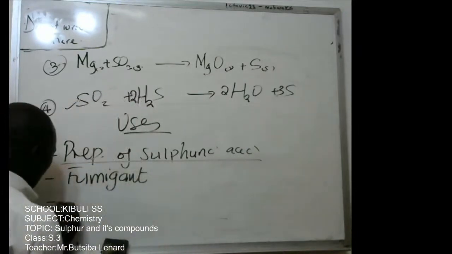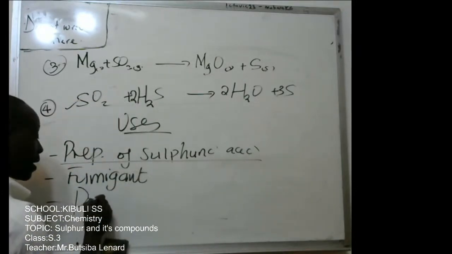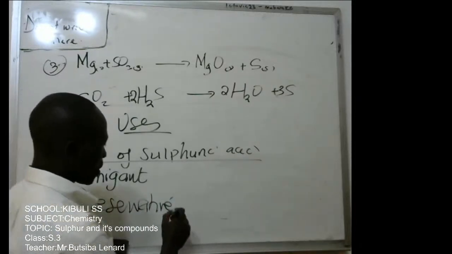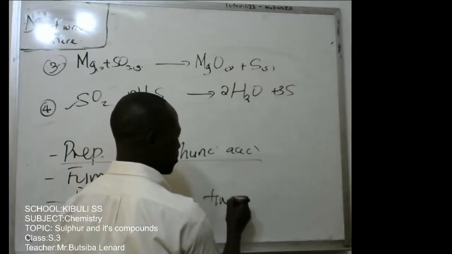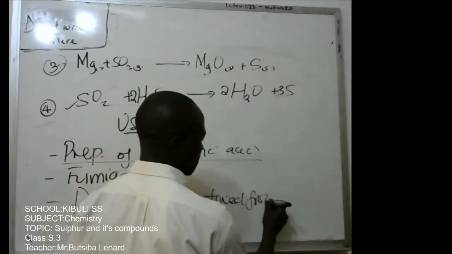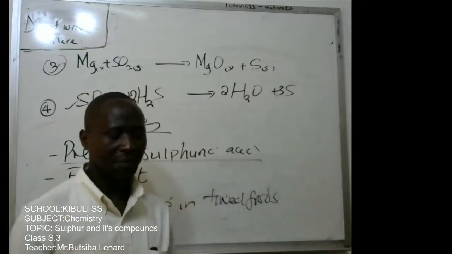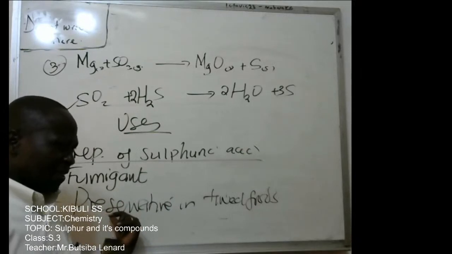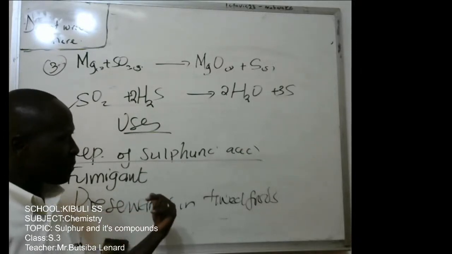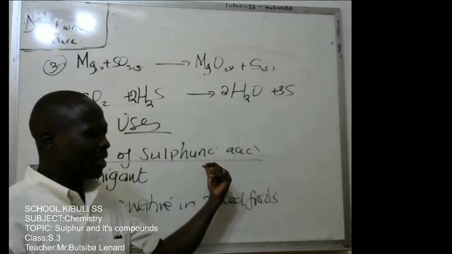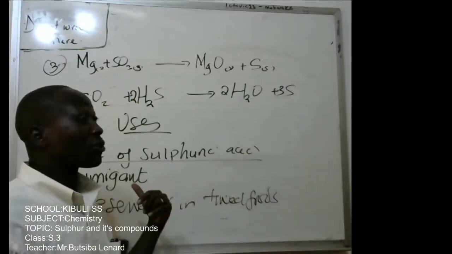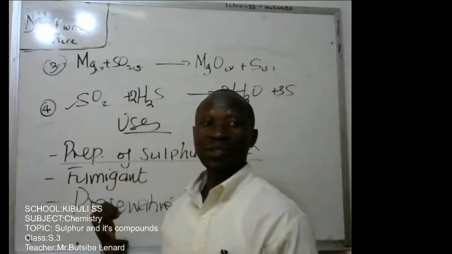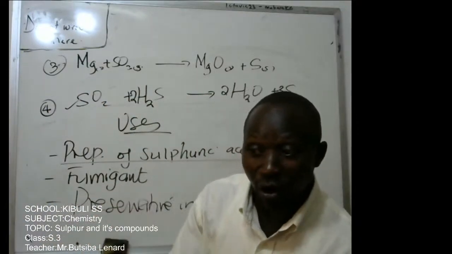You must remember that this gas is a preservative in tinned foods. Why? Being acidic, it makes the medium weakly acidic, so that even with a small amount it cannot allow growth of microorganisms that will result in decomposition of food.